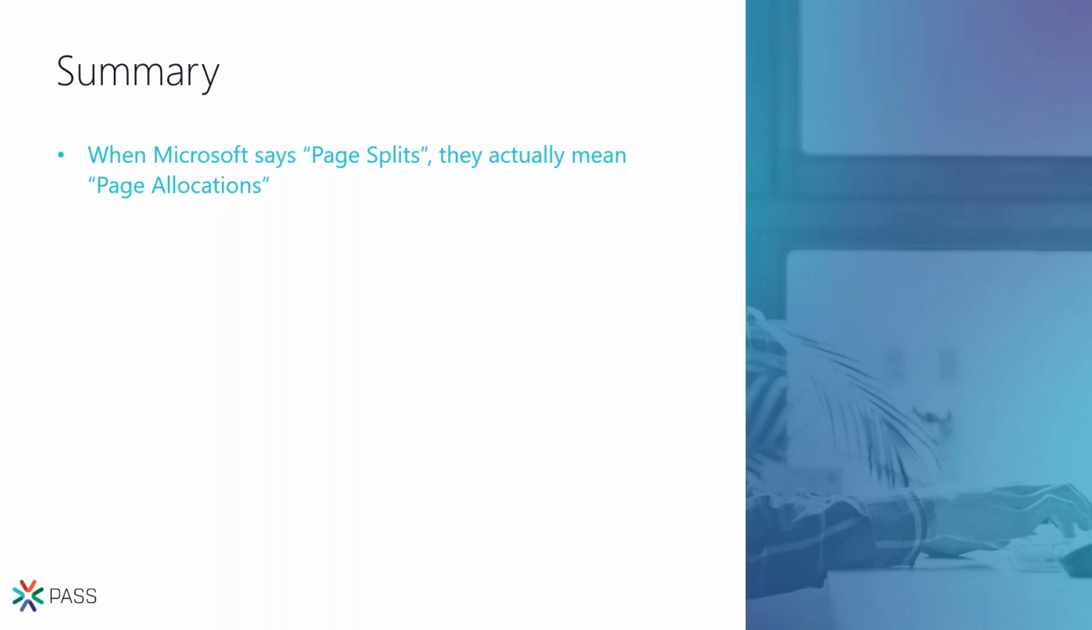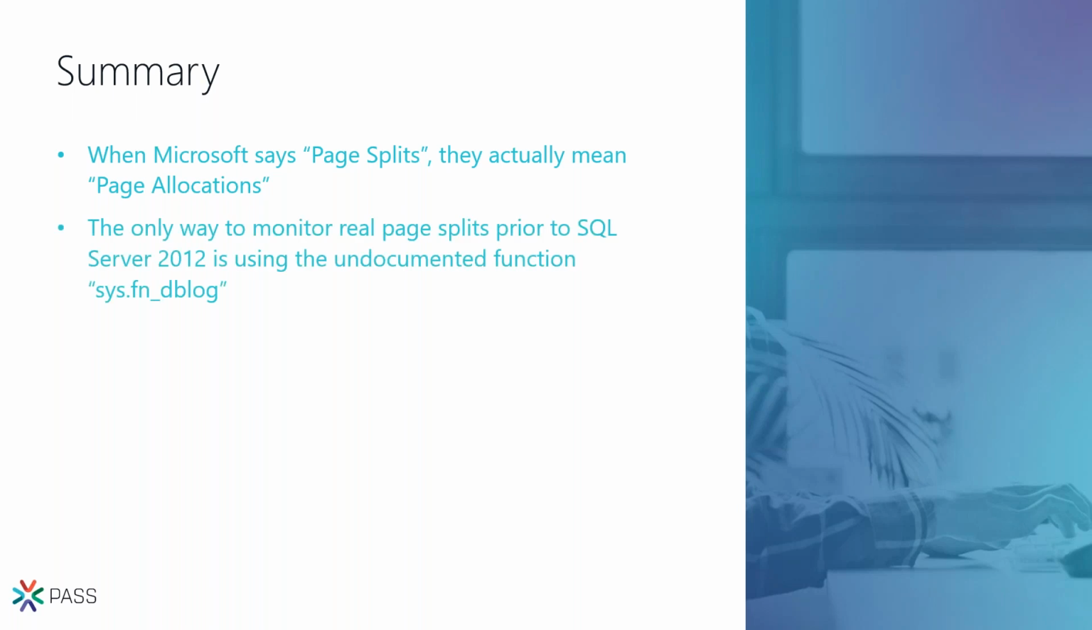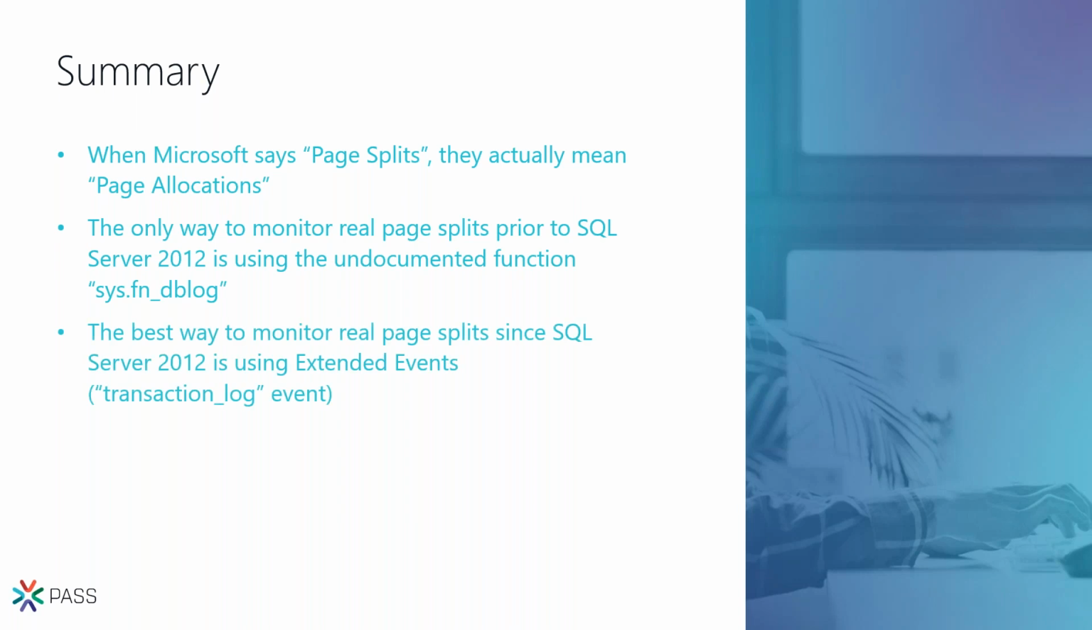As I showed you, we have a specific split type operation in the page split Extended Event, but there is no such thing as the real page split. We cannot use it. So prior to SQL Server 2012, the only way to monitor real page splits is to use the undocumented function sys.fn_dblog. Starting with 2012, you can use Extended Events with the transaction log event, and then we can filter only the LOP_DELETE_SPLIT log operations.